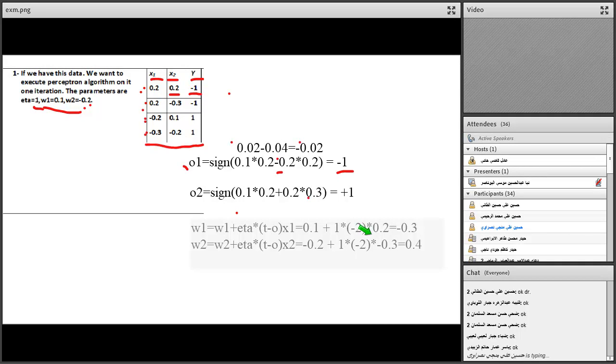Okay, plus 1.5, here minus 0.2, minus 0.6.